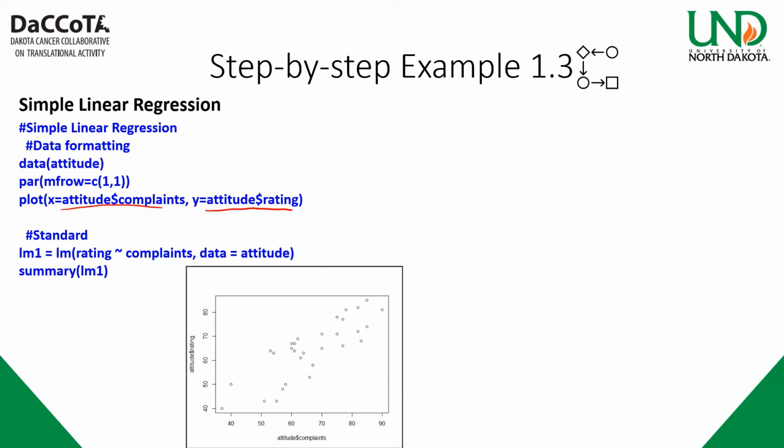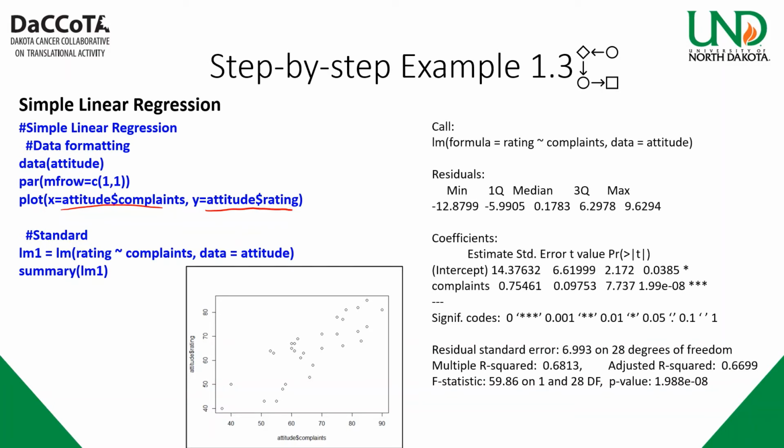We can use a linear model to run this and get the summary. What we see here is a test statistic and a p-value that's significant, and this is our estimate here too, which is positive, which means it looks like there's a positive relationship: as complaint resolution goes up, so does the rating.